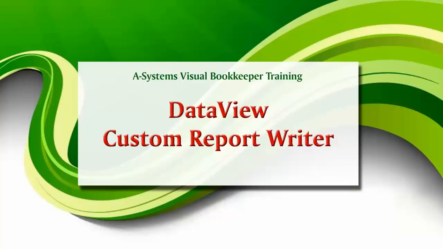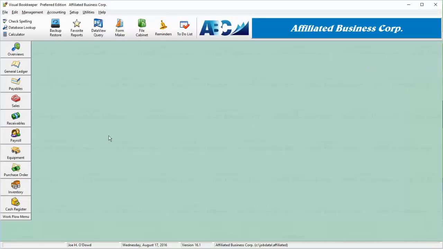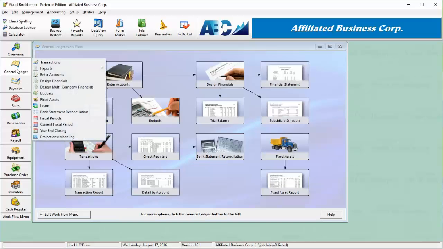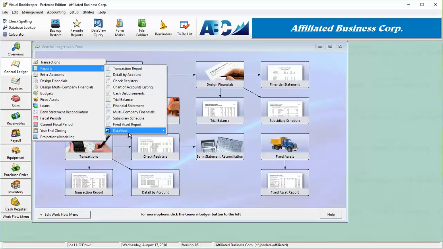DataView can be accessed in two different ways. First, the Reports submenu of each module's menu system includes a DataView menu option. Under this menu option, you can see all the different DataView formats that are available for this module.